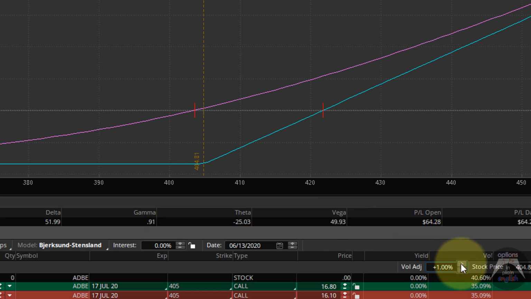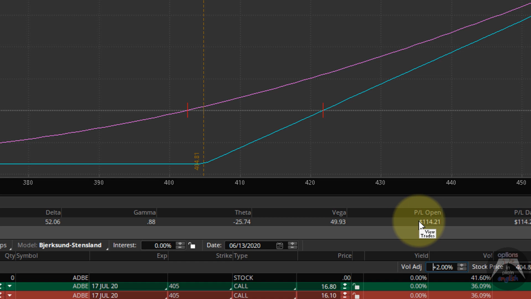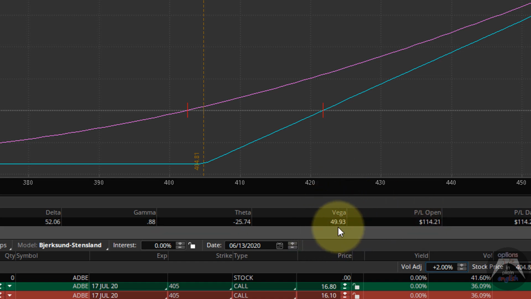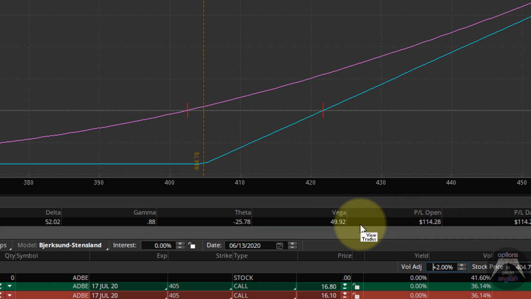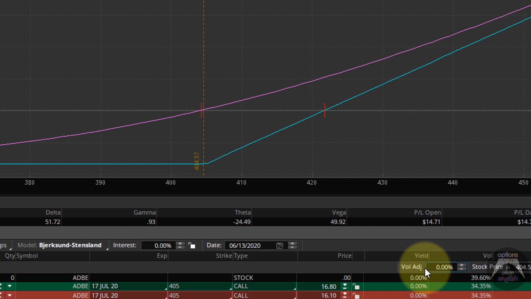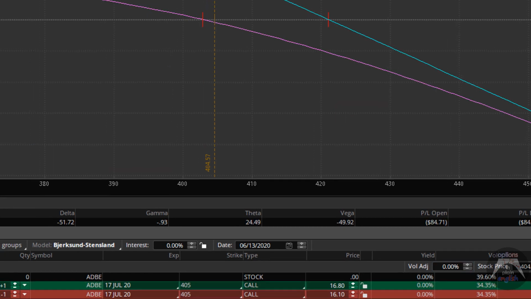Let's push the volatility higher by another percentage point. So now I have 114, pretty much the 50 extra dollars that Vega is giving me because I'm long the option. Okay, so as you can see, this is how Vega works here. Now I'm going to do the same thing. I'm going to take it back to 0.